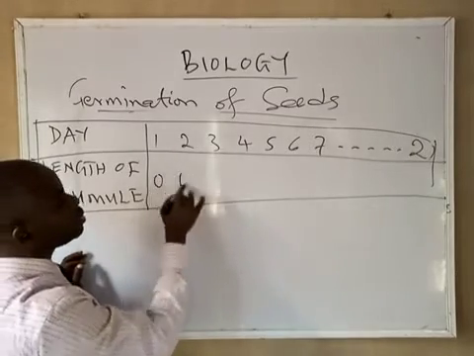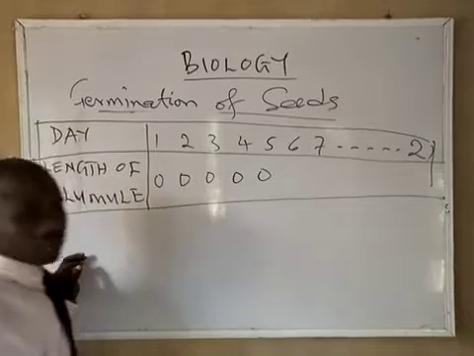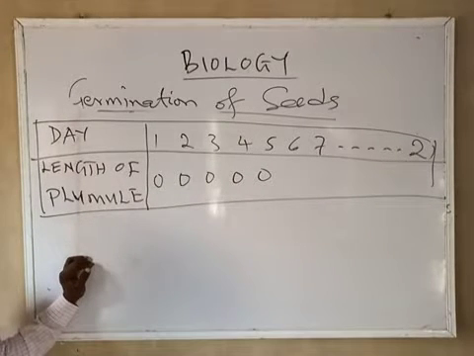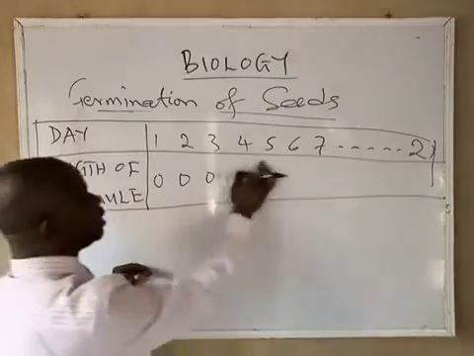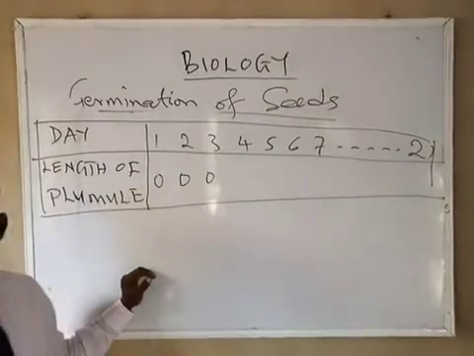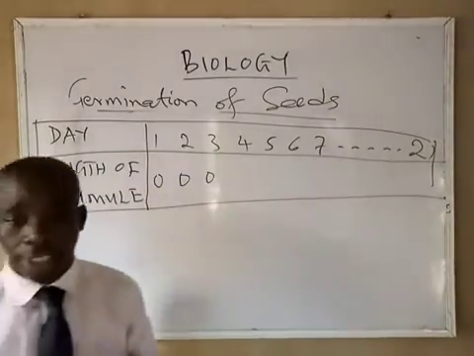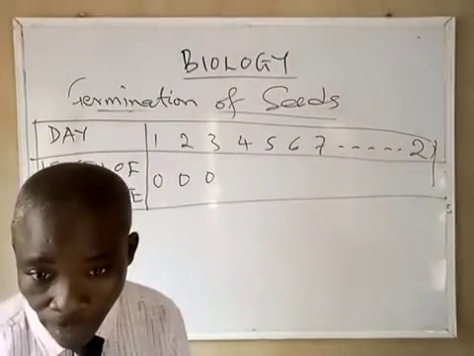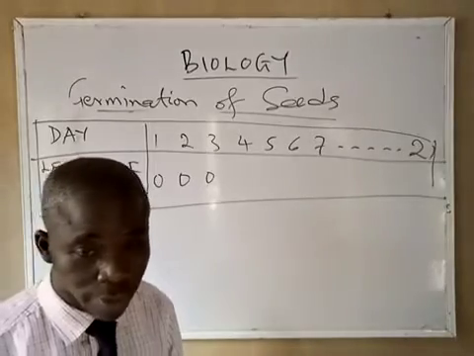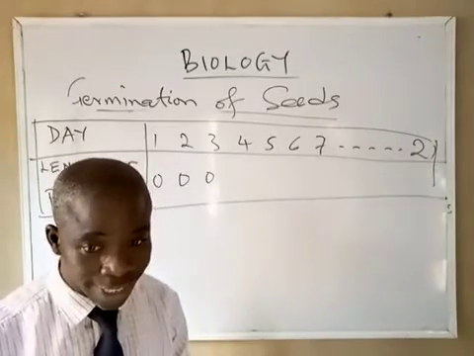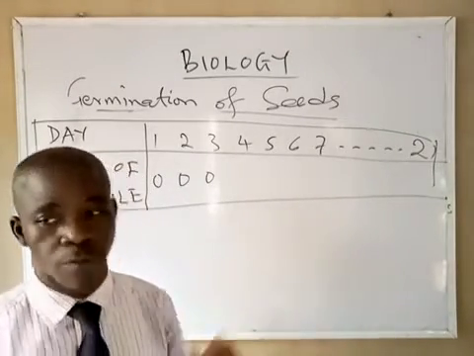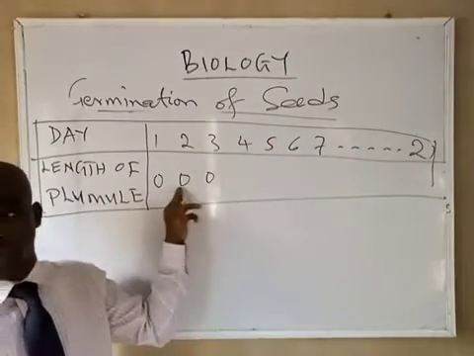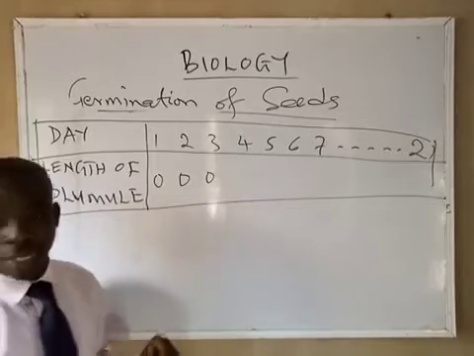Normally for the first 5 days, we are not going to have any length. Okay? Especially for the first 3 days, we may not have any length. That's when the seed absorbs water, swells up. Can you remember the third thing that happens now? The testa splits open. That process will be taking place maybe through the first 3 days.